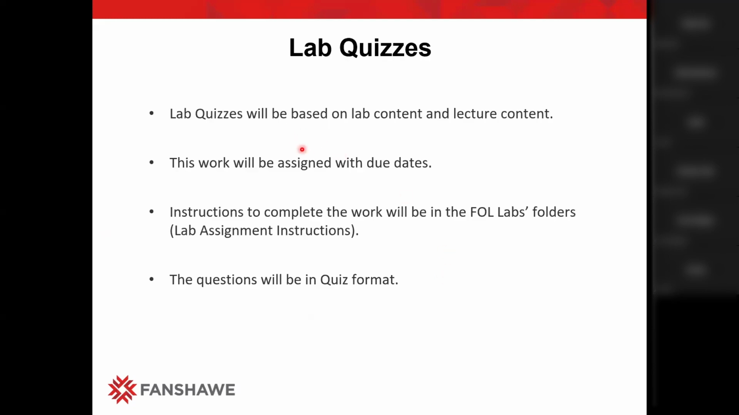Okay, lab quizzes. Lab quizzes will be based on the lab content. Those quizzes are going to be online, a couple of questions here and there. This work will be assigned with due dates, and instructions to complete the work will be in the folders. So pretty straightforward. It's an online quiz format.